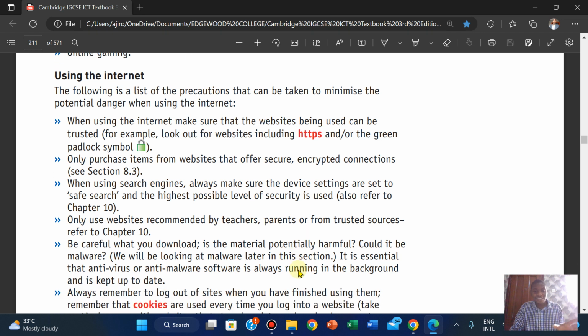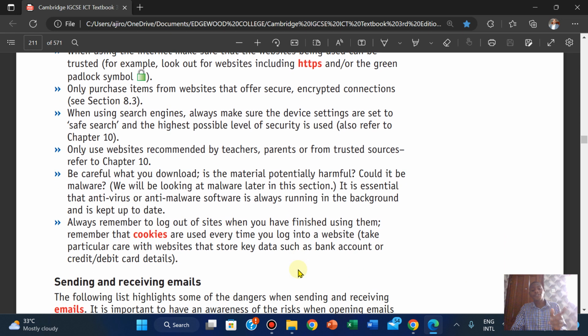So it is essentially that either you have an antivirus or an anti-malware software running in the background, and not just running, but it's up to date, because the idea is that there are viruses that are continually updating newer versions of viruses. Always remember to log out of site when you have finished using them.